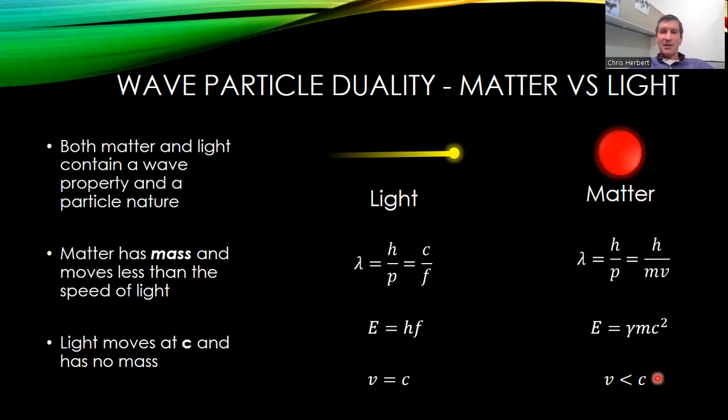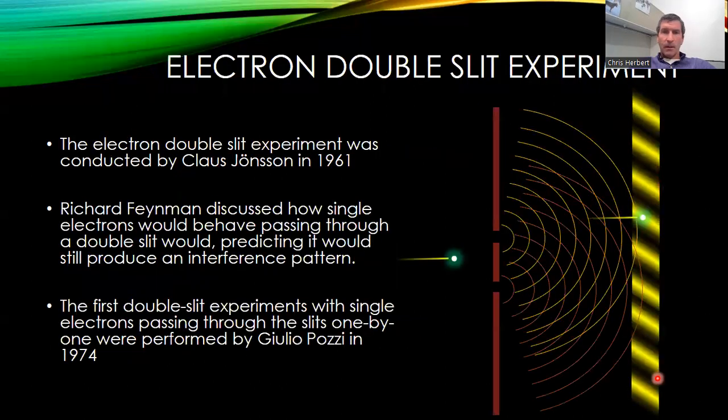But at this point, we have light, we have matter particles, matter waves, if you will, both possessing a particle nature and a wave nature. So let's go to extending Young's double slit problem. We're going to do the same problem again, but this time we're going to do it with electrons.